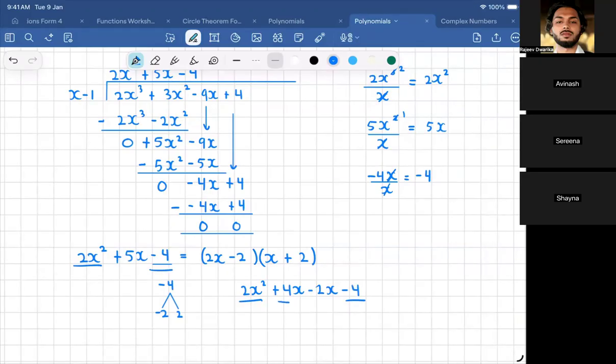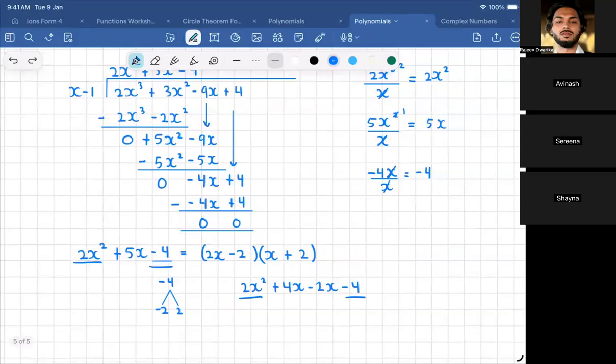Let me see. What is 4x minus 2x? If you have 4x's and you take away 2 of the x's, how many x's do you have remaining? 2. Yeah. So that wouldn't give us back 5x.